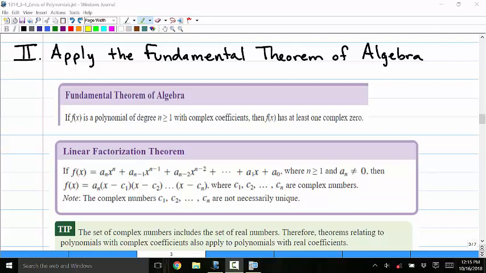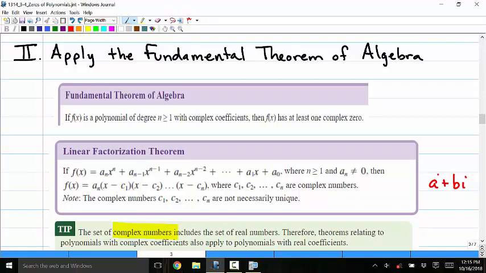Okay, the next objective in this section is to apply the fundamental theorem of algebra. A couple of things before we talk about it. The set of complex numbers includes the set of real numbers. If you'll remember, last time we talked about a complex number being of the form a plus bi. If your b is 0, so this part's gone, all you have is a real number.